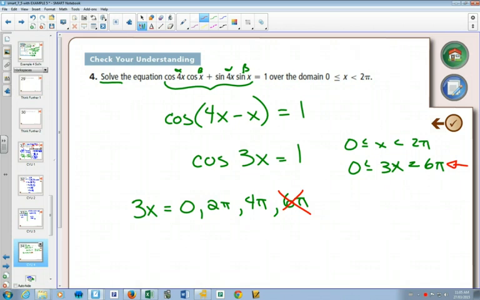4 pi will be, because now we need to solve for x. And when we solve for x, what do we have to do on this side? We have to divide everything by 3. While 0 divided by 3 is still 0. 2 pi divided by 3 will be 2 pi over 3. And 4 pi divided by 3 will be 4 pi over 3. And all of our answers are now between 0 and 2 pi, which is what the original question said for our domain. For our domain in our original question, it said that x had to be between 0 and 2 pi. And that does show up once we divide by 3 in the end.